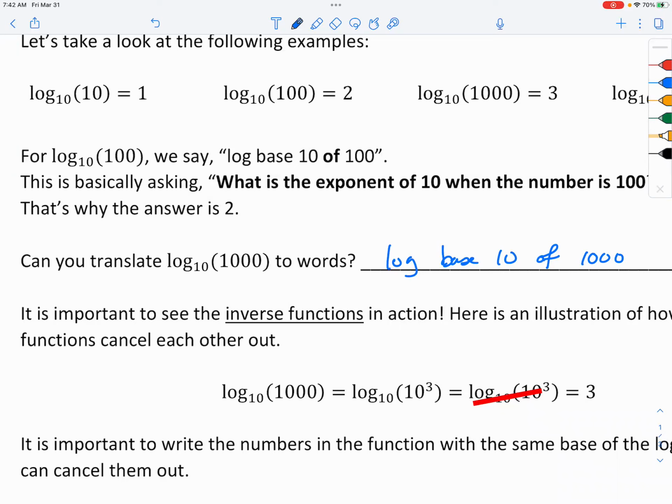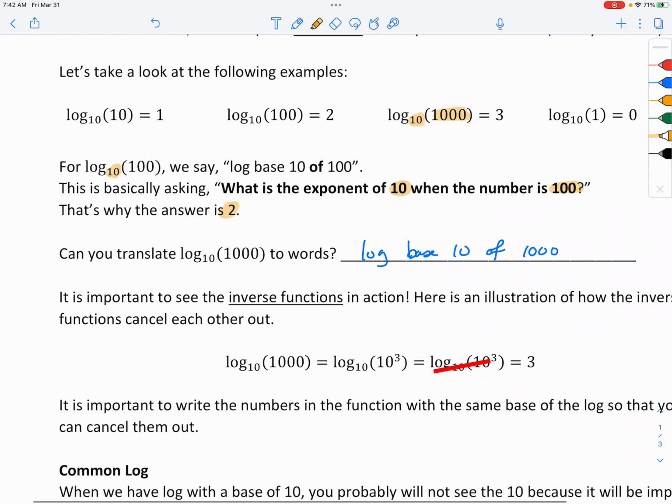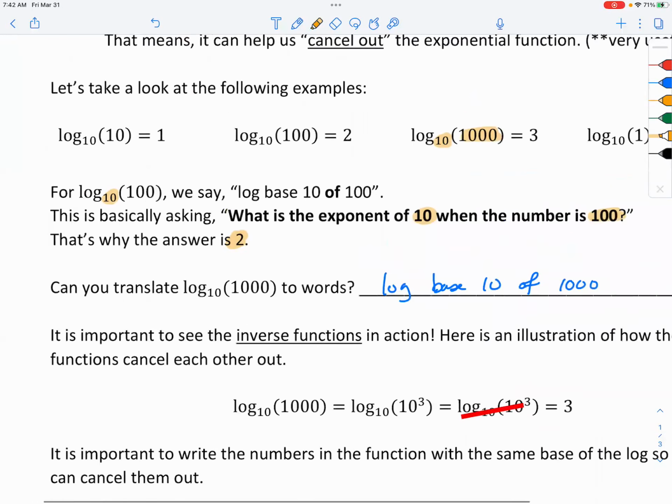Okay, and when we are using the log function, it's like asking a question: what is the exponent of 10? And 10 being the base right here of the number. When the number is 100, we say, oh, it's 2. So what's the exponent of 10 when the number is 1000?